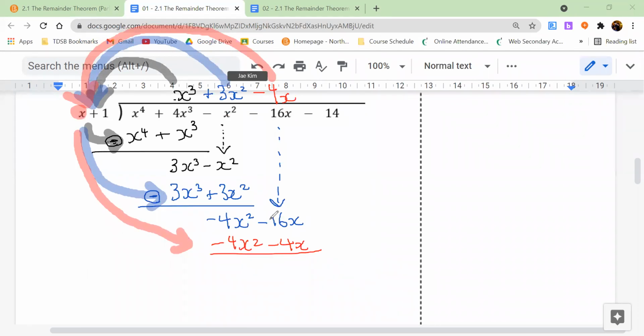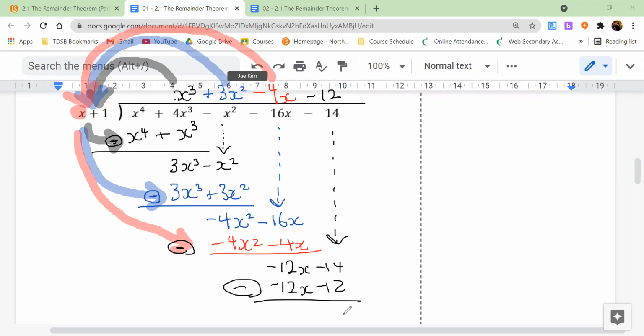So 0 and x, negative 16x minus negative 4x. That's negative 12x. And lastly, negative 14. What do I have to multiply with x to get negative 12x? It's negative 12. So you have negative 12x minus 12. Subtract it. You have negative 2 as your remainder.